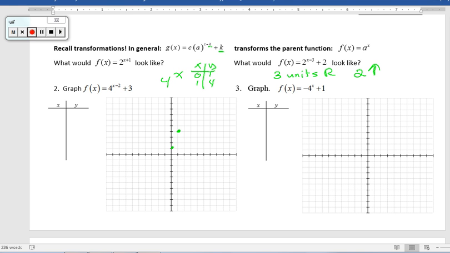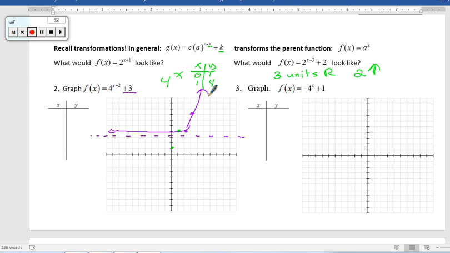In purple, I'm going to do the transformation. We're moving 2 units to the right and 3 units up. So I'd move 1, 2, 1, 2, 3, 1, 2 to the right, up 1, 2, 3. Normally we have an asymptote sitting on the x-axis, but this plus 3 is going to move that up to here. And our graph would look like this. So that's one way to graph these transformationally.